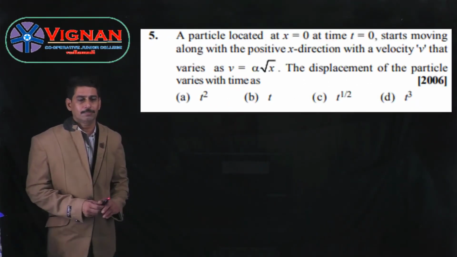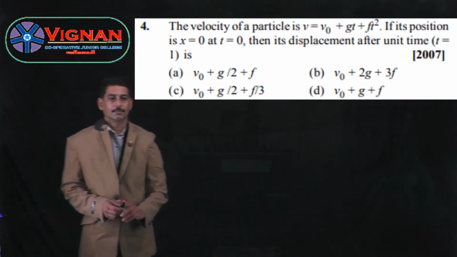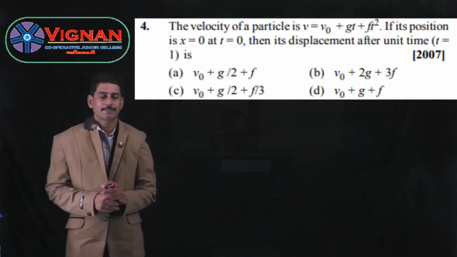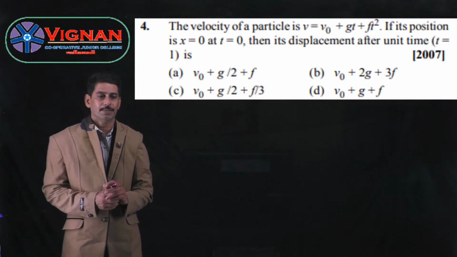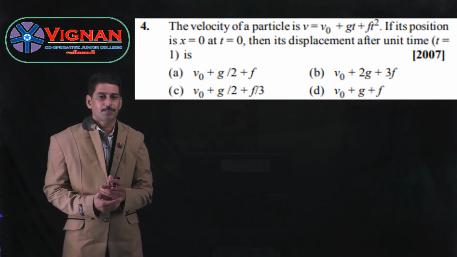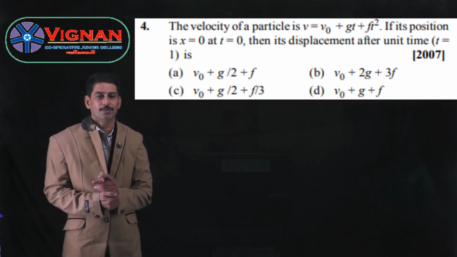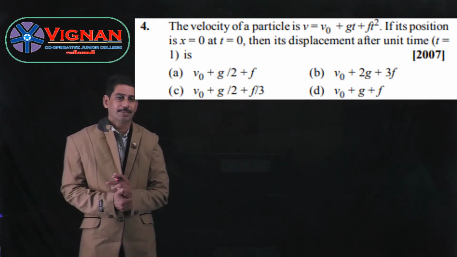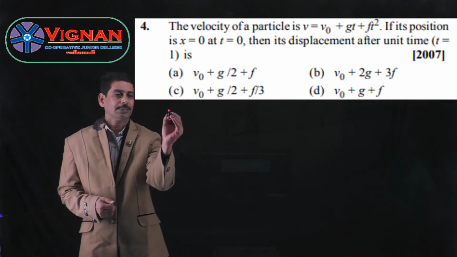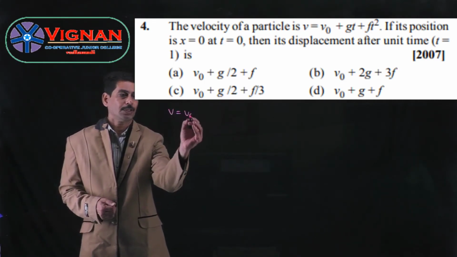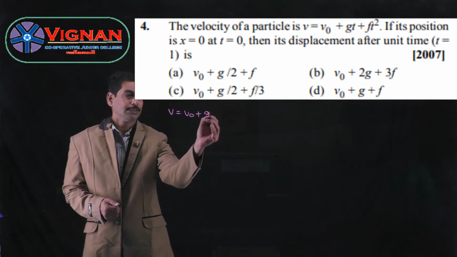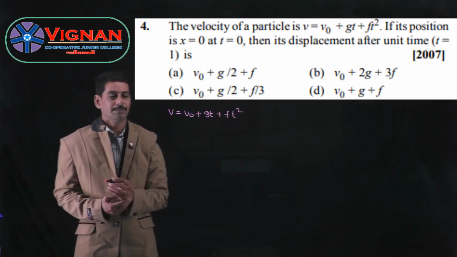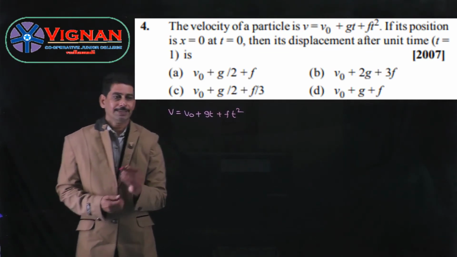In the next problem, the particle is located at x equal to 0 at time t equal to 0. It starts moving along the x direction, and the velocity of the particle is given as v is equal to v naught plus alpha root x. We are asked to find the displacement of the particle, that is x, after time t is equal to 1 second.